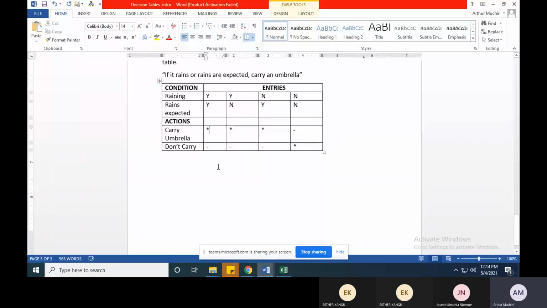So now we are talking about this decision table, and we are saying that if it's raining, let's say it's raining now, and maybe after 2 minutes it stops raining, and then when you look at the skies, you can still see some rainy clouds. What do you do? You carry an umbrella. So this is a good day for you to carry an umbrella.